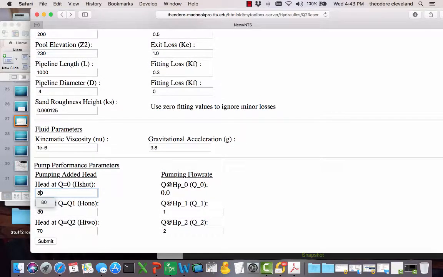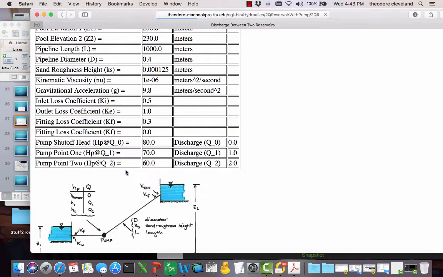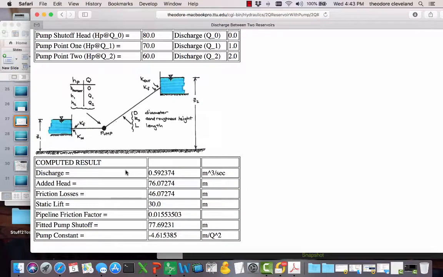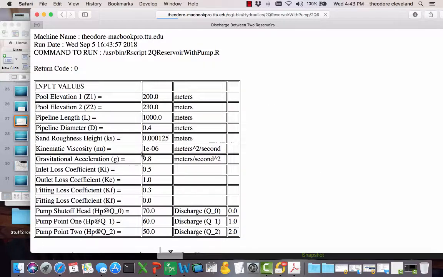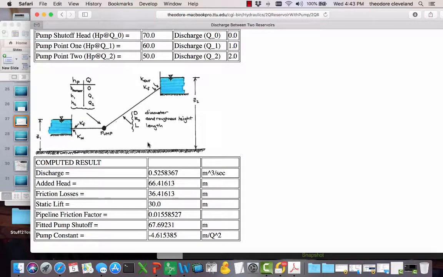80, 70, 60. Okay, so 0.59 is 76. We have a 0.58, so we're going to use that, call that good enough. 70, 60, 50. 0.52 is 66. We have a 0.51, so we'll live with that.